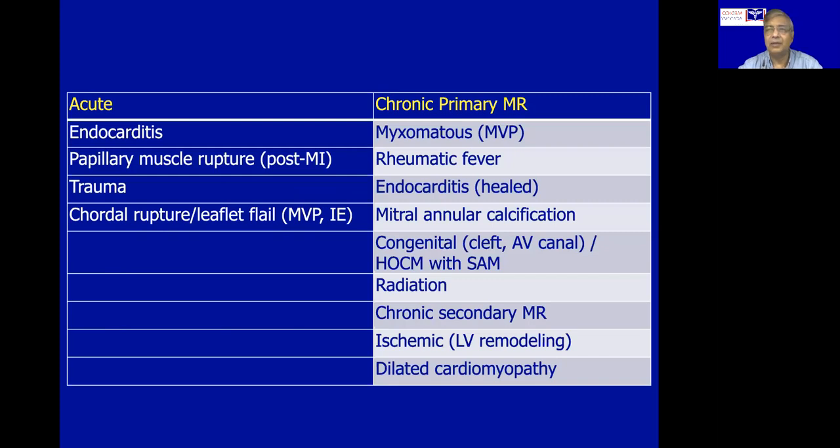Chronic primary mitral regurgitation is present in case a person has myxomatous disease. It may be post rheumatic fever, post healed endocarditis, post mitral valve annular calcification, because of a congenital cleft mitral valve or an AV canal defect, or hypertrophic obstructive cardiomyopathy with systolic anterior motion of the mitral valve. It could be due to radiation. Chronic secondary mitral regurgitation may be ischemic in nature because of LV remodeling, or it may be due to dilated cardiomyopathy.